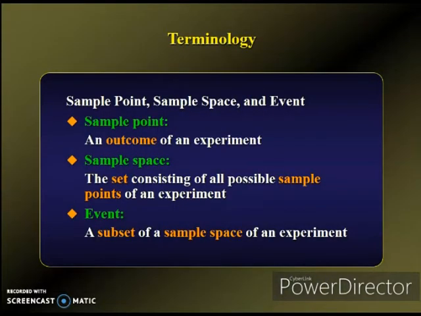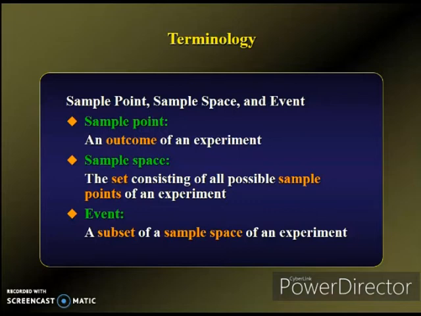Now comes sample point, sample space and event. A sample point is an outcome of an experiment. For example, head is a sample point when you consider the experiment tossing a coin. Tail is another sample point when you consider the experiment tossing a coin. Now, what is sample space? It is a set of all possible sample points of an experiment. So, the sample space of the experiment tossing a coin will be the set {head, tail}.